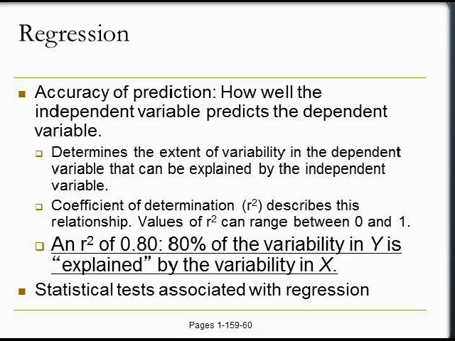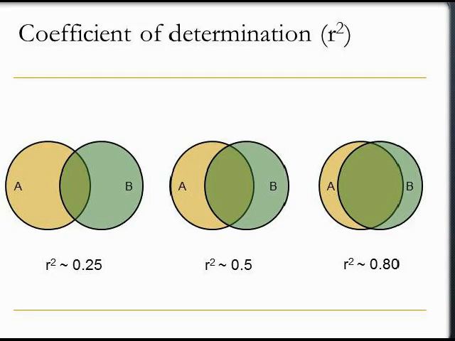A common testable concept is being able to distinguish between what R means and what R squared means. So R squared, 80% of the variability in Y is explained by the variability in X. This is just a picture to show how that is related based on diagrams, where the shared variability is shown by the overlap of these three circles.